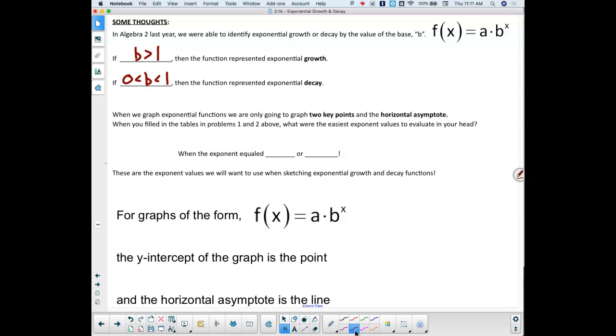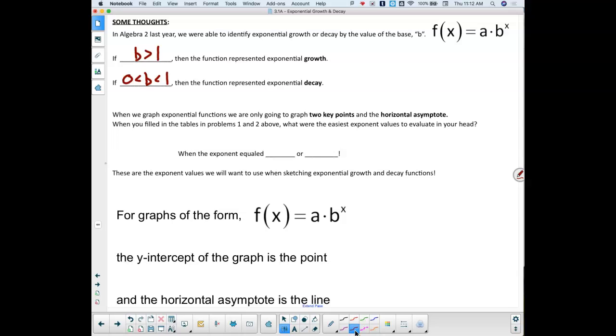When we graph exponential functions, we're really only going to graph 2 key points. Okay? And we're going to make it easy on us, because we're going to be able to tell if our exponential functions are growth or decays. Right now, we're dealing with exponential functions with training wheels. Ideally, starting tomorrow and going forward, our exponential functions are going to be base e. And then we have different rules that apply. But right now, we have to learn, or relearn, about exponential functions before we can get to that. Okay?